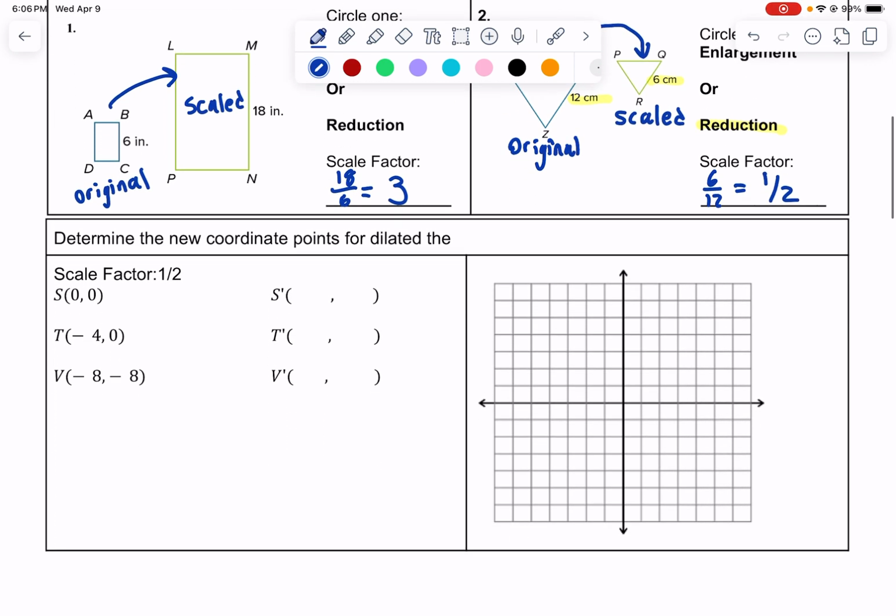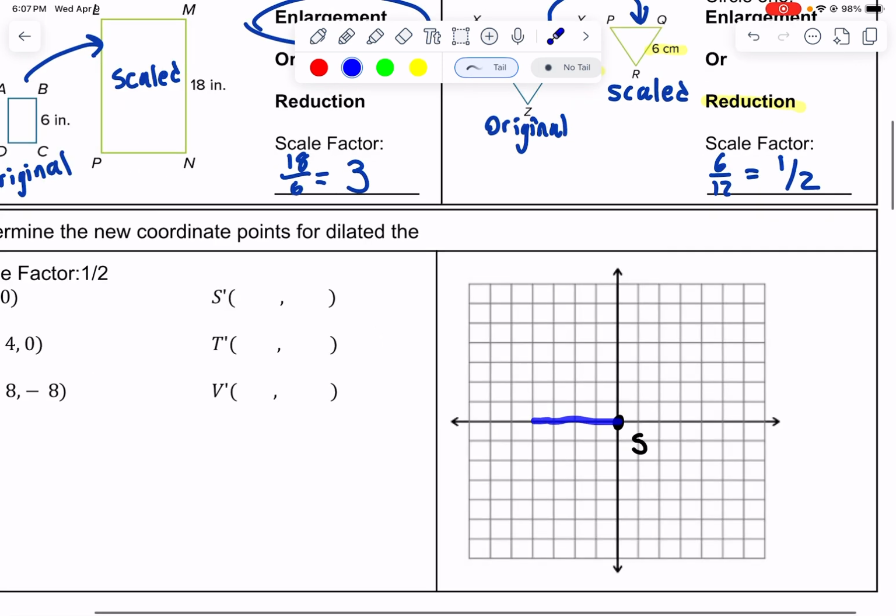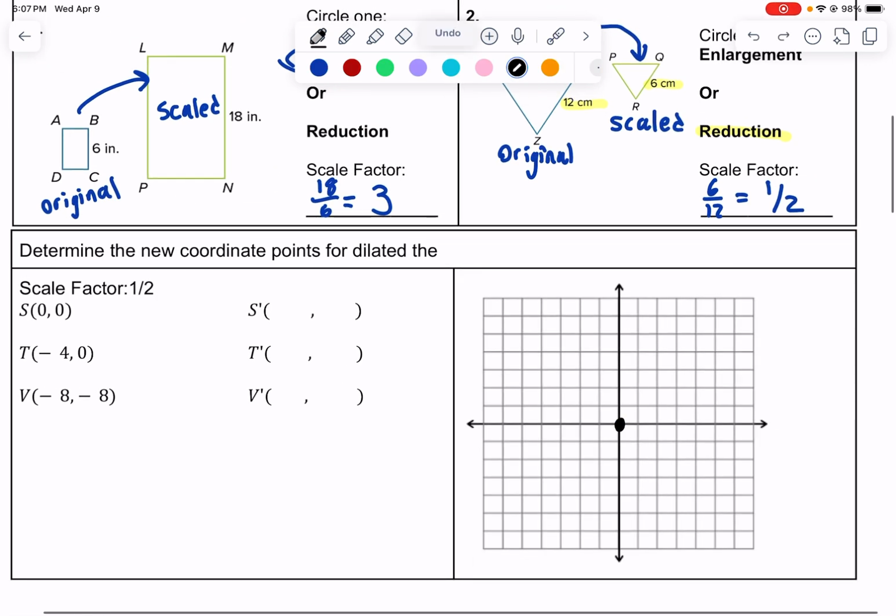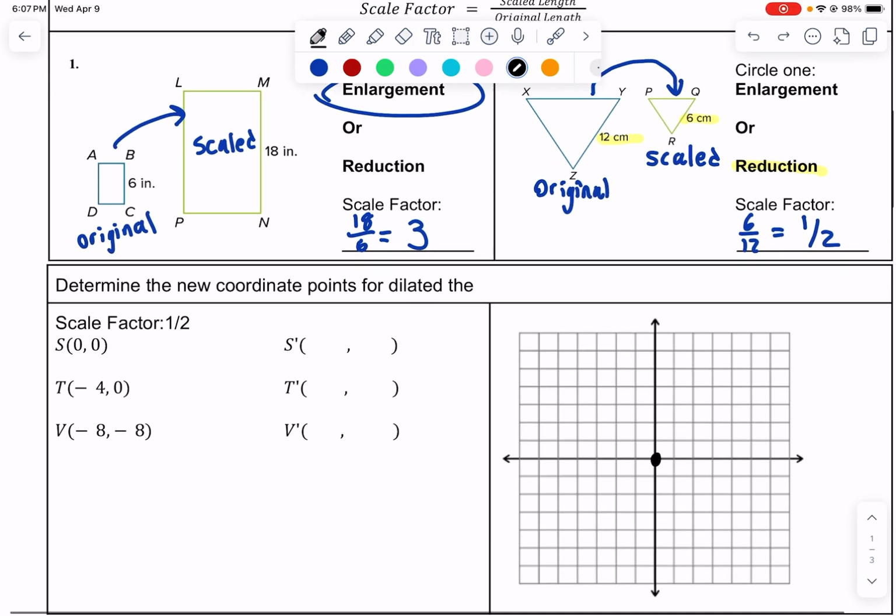So in this case, we're going to create our own scale factor and draw out our own shape. We're going to have the original point of 0, 0, which is at what's called the origin, and we're going to label that as S. We also have -4, 0, so I move 4 spots to the left and I make a point there. I call that T now. So I have S and T.